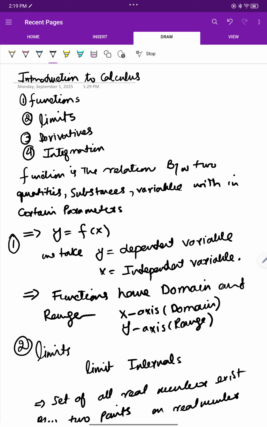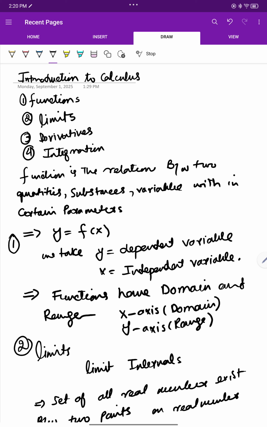Function is the relationship between two quantities, substance, variable within certain parameter. Certain parameter means like the domain and range of the function f. And in the last video, I did explain about y is equal to f of x. Y is the function of x. F is the function doing things. In which I explain like y is equal to dependent variable, x is equal to independent variable.